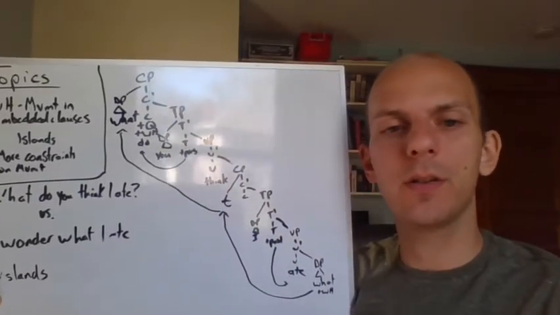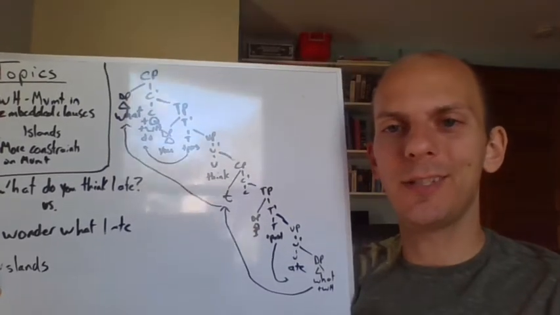The core tree structure here is going to stay the same, but all these crazy arrows and heads are going to change. So give me a minute, and I'm going to draw the tree for I wonder what I ate. Note that you don't have to change too much here with the lower clause, but the higher clause is different. Oops, I erased too much. It's okay. You can always draw them back.